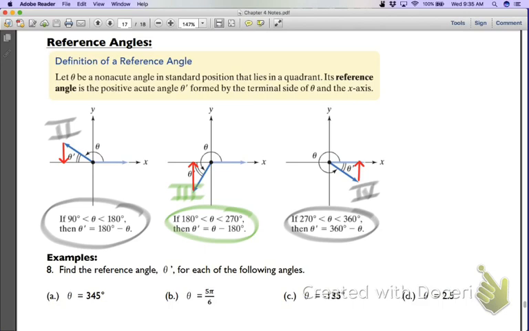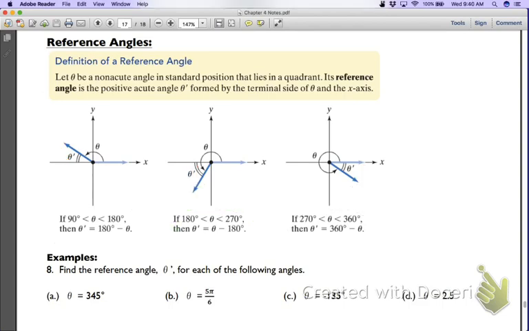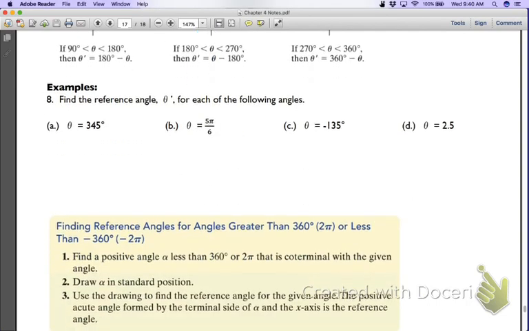If we have to find the reference angle, or theta prime, however you want to look at it, for each of the following angles, what we want to do is first know where it is. Am I going to take 360 and subtract my angle? Am I going to take 180 and subtract my angle? Or am I going to take my angle and then take 180 from it? Because it's always going to be positive, it's always going to work out, regardless of whether we go in a negative direction or a positive direction.